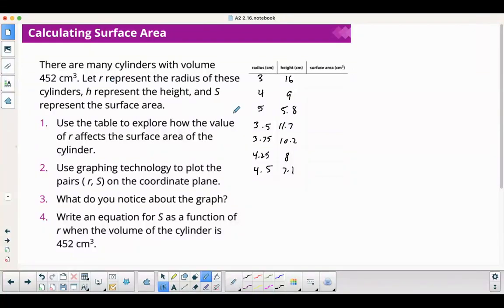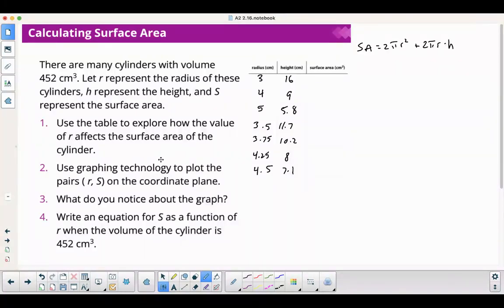Now, we're going to talk about surface area. So we kind of already went over the formula here for surface area of a cylinder. Surface area is going to be 2 pi r squared, so 2 circles. And then the rectangle on the side is basically the circumference, which is 2 pi r times the height.